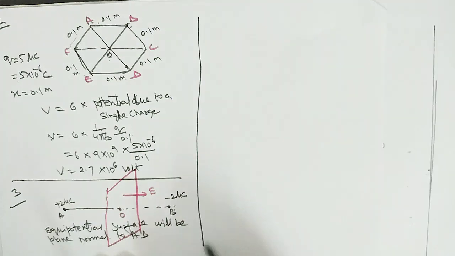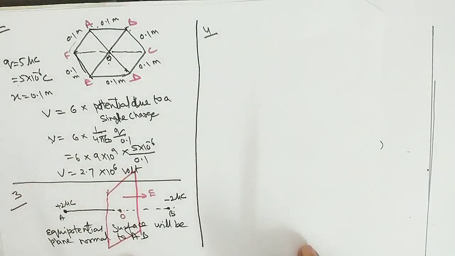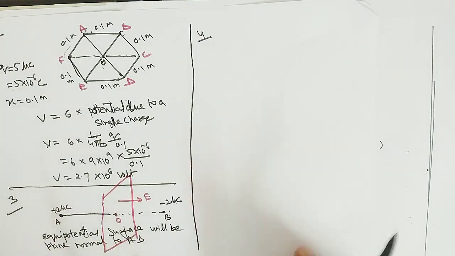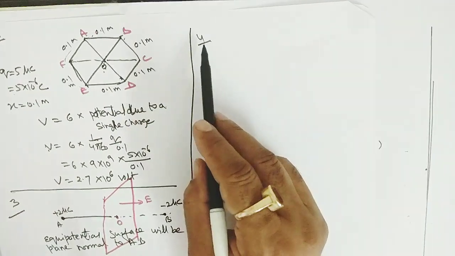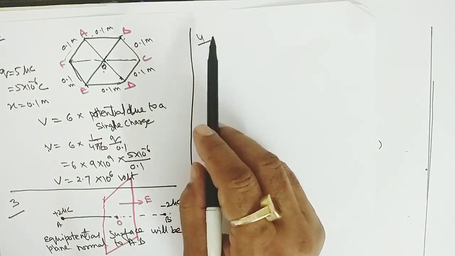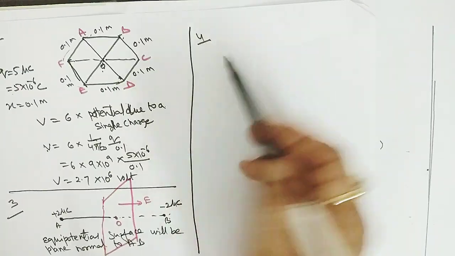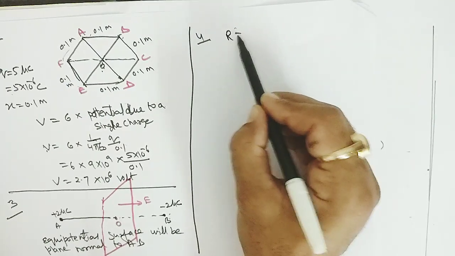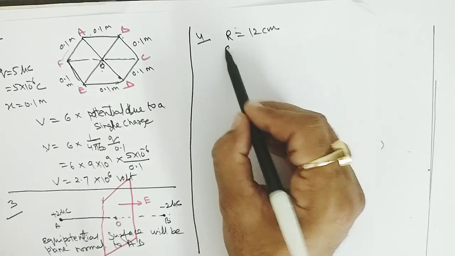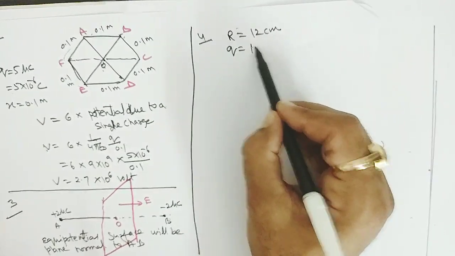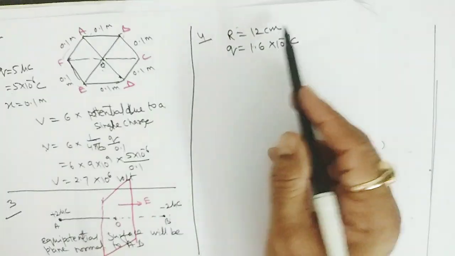It is the last question related to the electric potential. Rest 7 questions are based on the capacitance. Now see this question. It is based on the last application of the electric potential of the spherical shell. A spherical conductor of radius 12 centimeter has a charge Q is equal to 1.6 into 10 to power minus 7 coulomb, distributed uniformly on its surface.